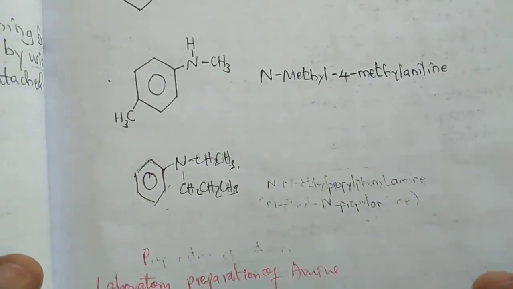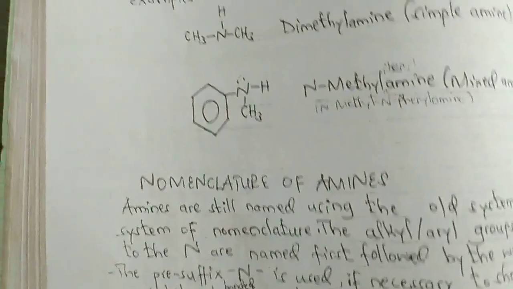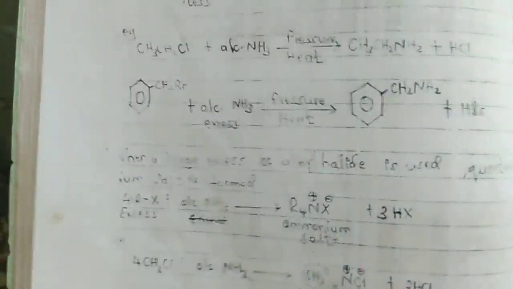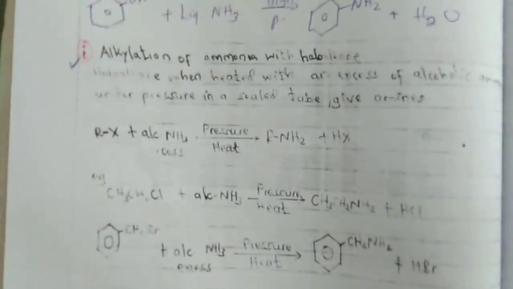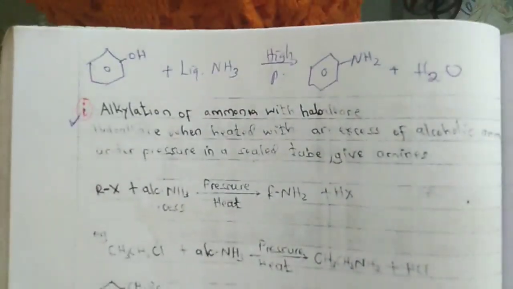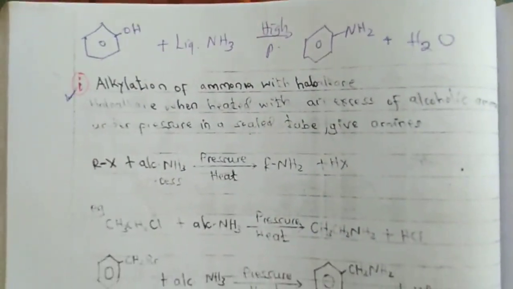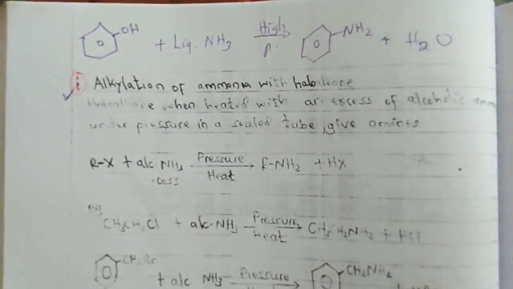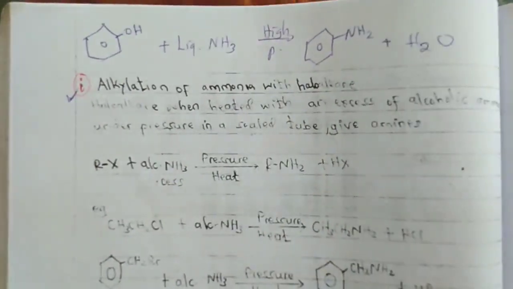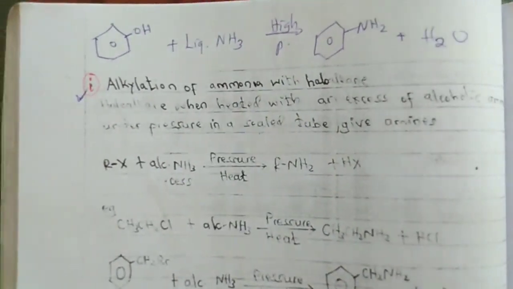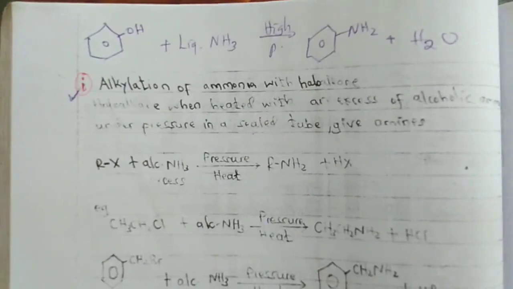So we can move to the laboratory preparation of amine. Let's see how we can prepare amine in the laboratory through different methods. Kwa hiyo hapa naenda kuangalia jinsi ya prepare amine katika maabara. Moja, alkylation of ammonia with haloalkane.